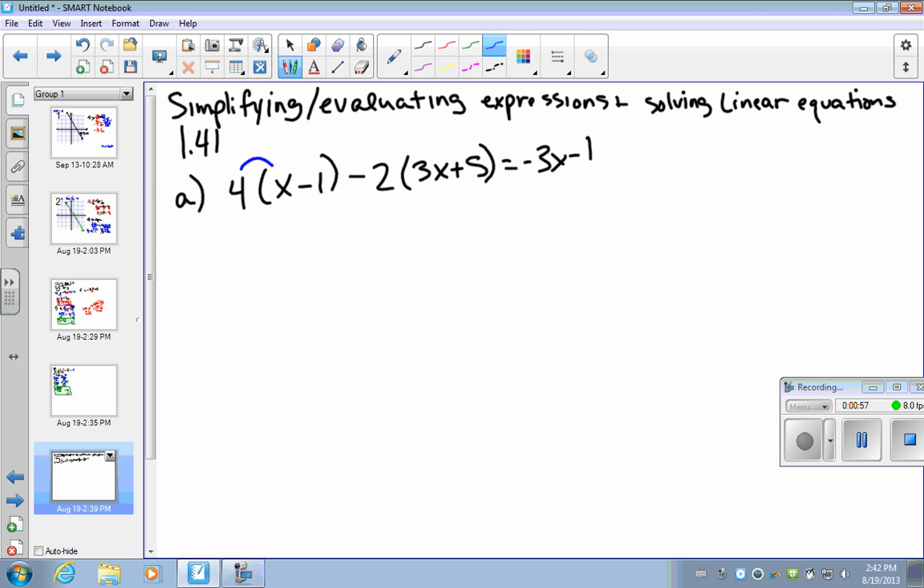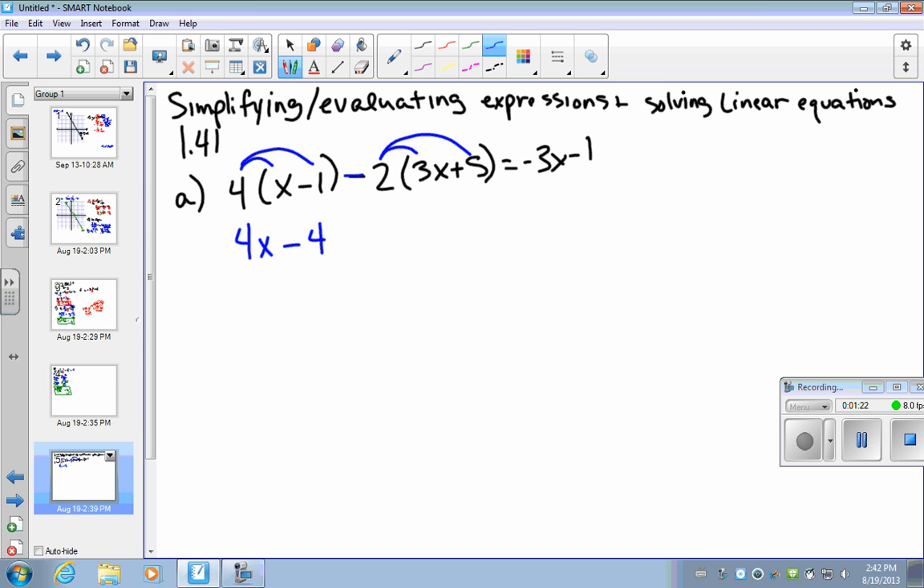First thing I'm going to do is get rid of the parentheses by distributing in the number in front of the parentheses. So 4 times the quantity x minus 1 is really 4x minus 4. Now this next part gets a little bit tricky because you see there's a minus sign, and then I want to distribute in the 2 to that set of parentheses.